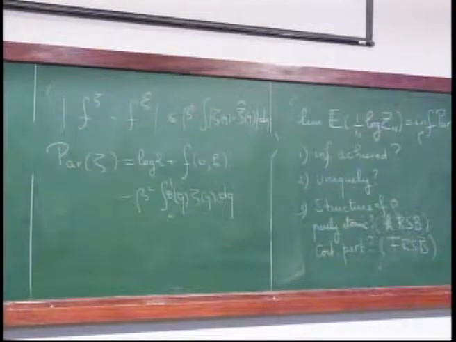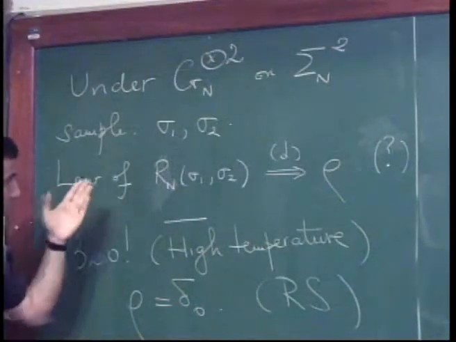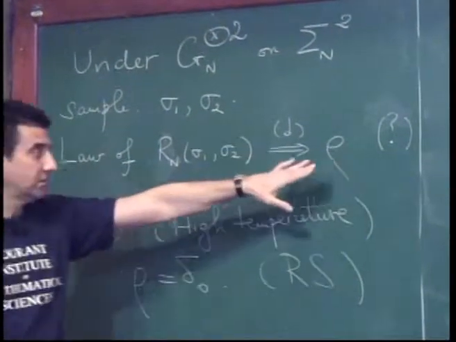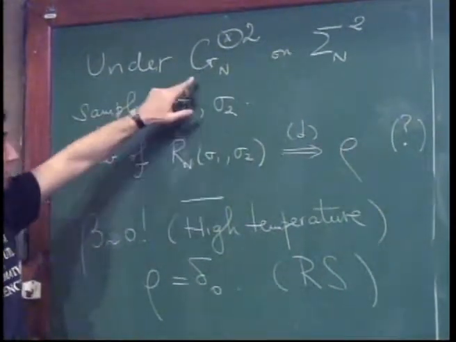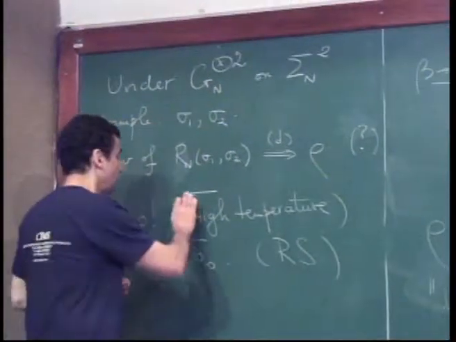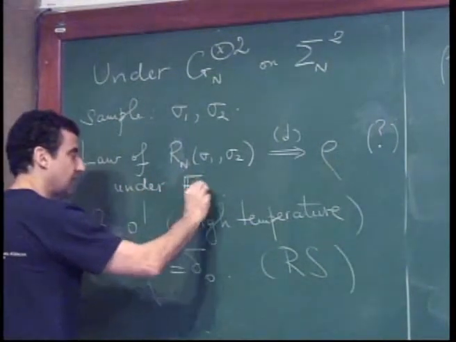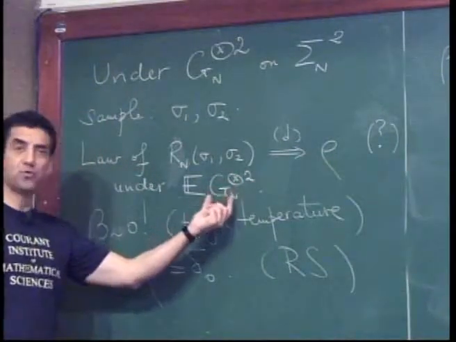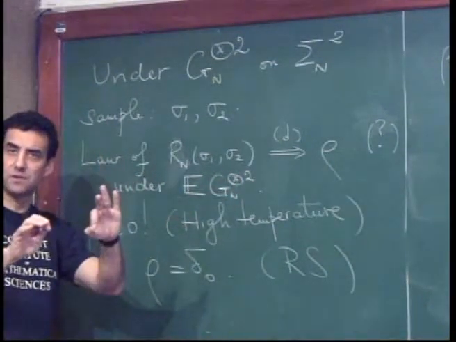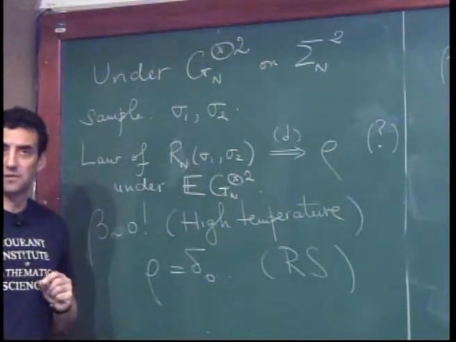So Manuel asked me a question which prompts me to correct what I wrote here, I mean to make it more precise. When I say the law of the overlap should converge, there's a question mark, of course, here, to this rho. Of course, I meant the law under this distribution, so I should write this law under this distribution, expectation of Gn square. Right, that is, you first take two replicas for fixed disorder. For the same disorder, you take two replicas, and then you take the average on the disorder. Okay.